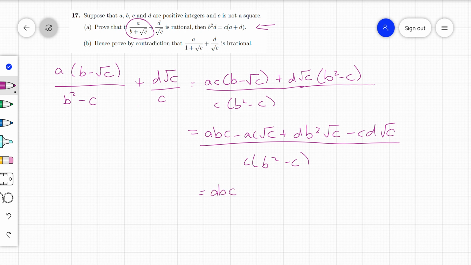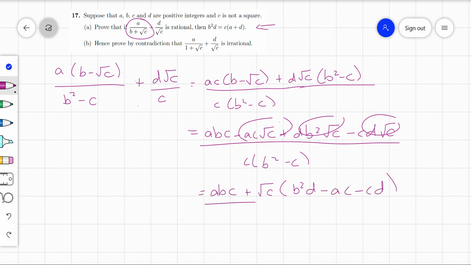Now these three terms all have a root c in them, so I'll put a root c outside. So there's the b squared d, which is positive, minus ac, and minus cd. Alright, hopefully I've gotten that kind of correct.